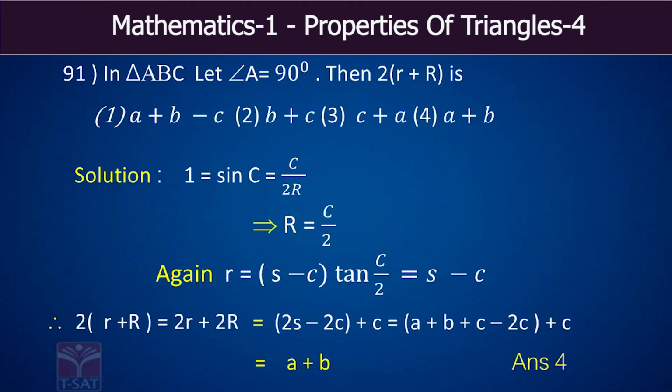In triangle ABC, let angle C is equal to 90 degrees. Then 2 into (r plus R) is: a plus b minus c, b plus c, c plus a, and a plus b. We have c by sin C is equal to 2R, but sin C is 1 because C is 90 degrees. So, therefore, capital R is equal to c by 2. Again small r is equal to (s minus c) tan C by 2, which is nothing but tan C by 2, means tan 45, which is 1. So which is equal to s minus c. So 2 into (r plus R), if you simplify it, then you will get a plus b. A plus b means option number 4.